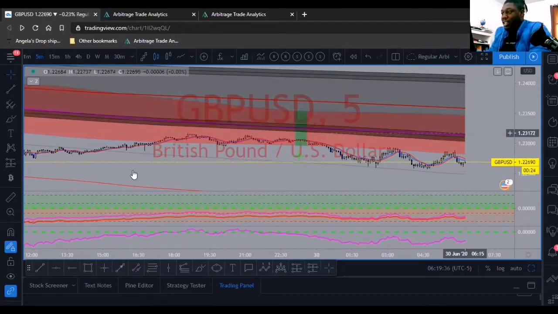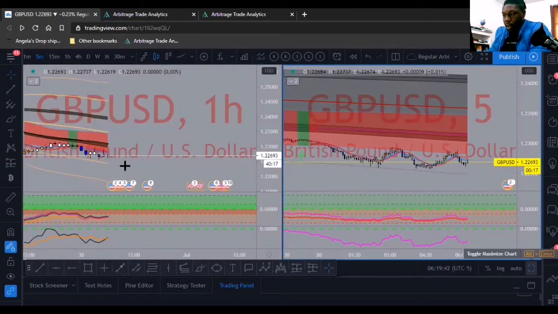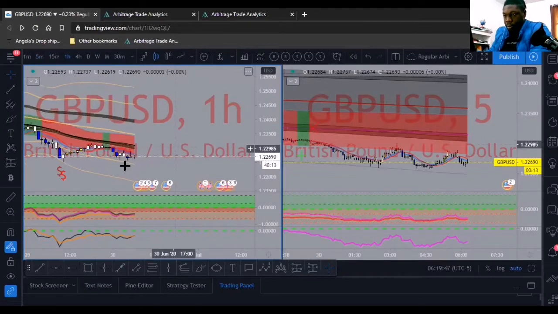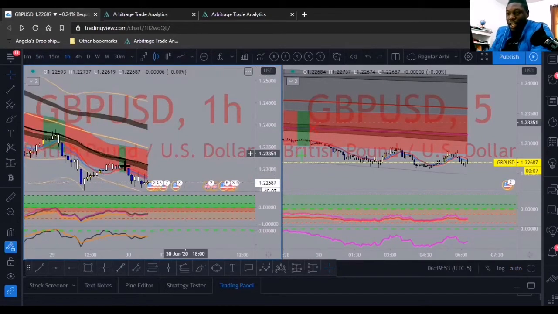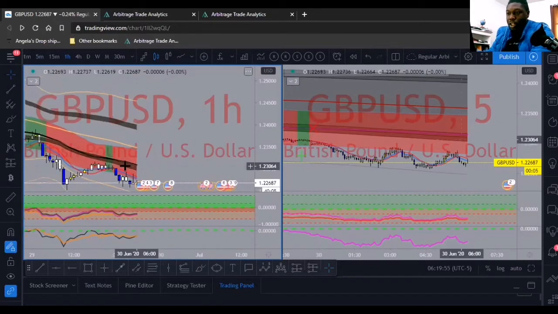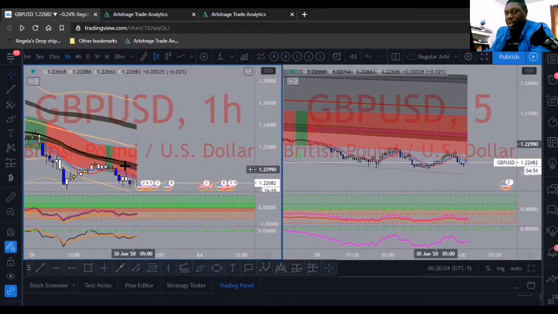I could see why on the 1 hour time frame it wouldn't be there. Let me go ahead and have it like this. So it is kind of there on the 1 hour time frame. It's just a little bit not 100% there.